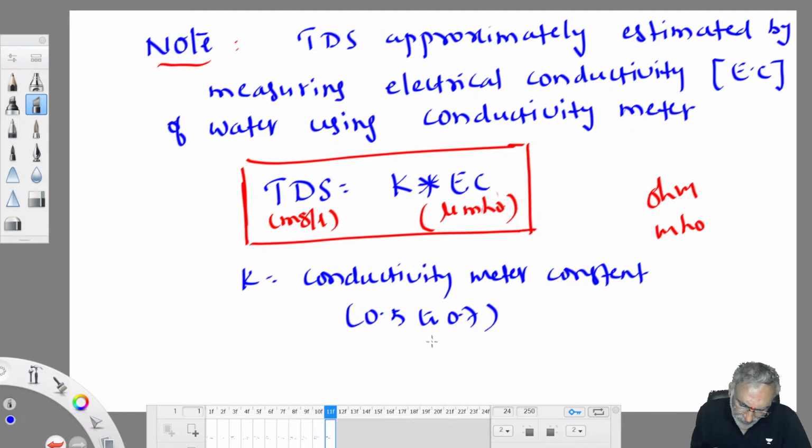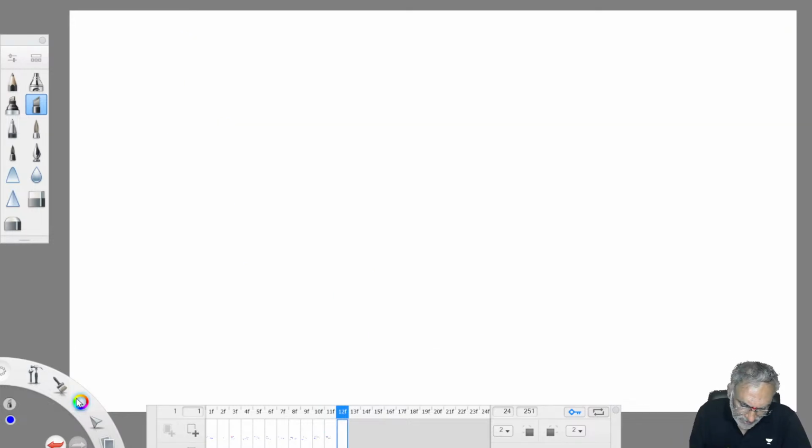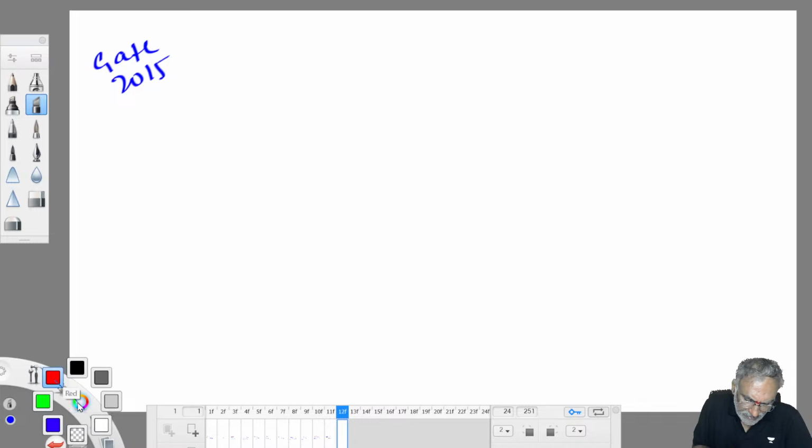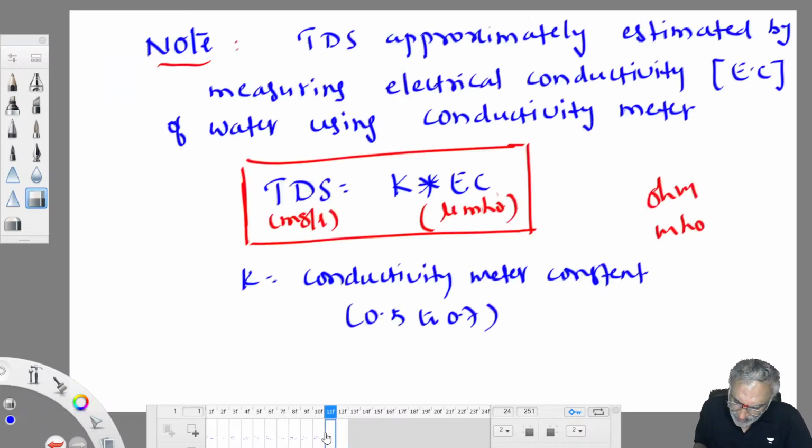Let us try one GATE problem. This question was asked in the GATE exam, GATE 2015. Before that, we have a drinking water standard with respect to TDS. I'll write that. TDS in drinking water should not be more than 500 ppm.